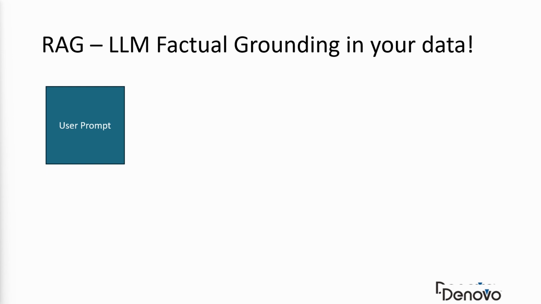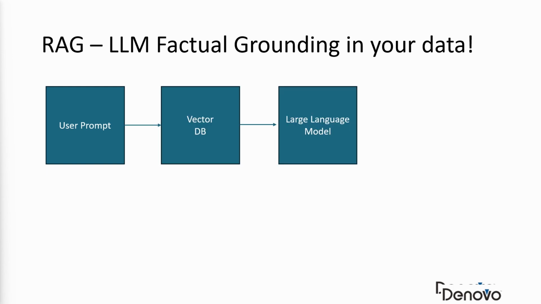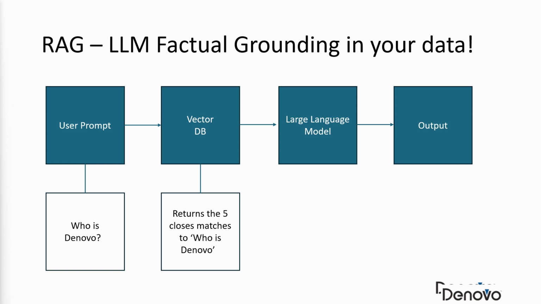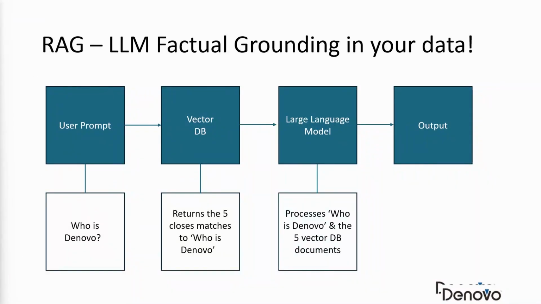So again, what we were talking about before: the user prompt looks up in the vector database, then the large language model produces the output. So we ask, who is de novo? And it returns the 5 closest matches, the nearest neighbors it finds in that vector database, and passes all of that information into the large language model, giving us the output. So this is really the secret sauce to making large language models work and making them useful within the context of your enterprise.